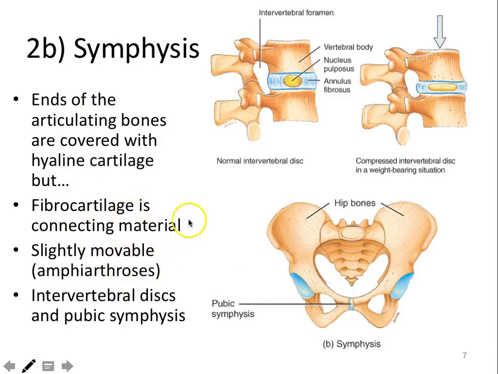So you know this. I mean, your intervertebral discs are slightly movable. Your pubic symphysis, particularly in women, is slightly movable. There are actually special hormones that are released during pregnancy that, especially toward the end of the pregnancy, will make this even more movable, so that basically this opening can become even wider so the baby's head can fit through. Okay.